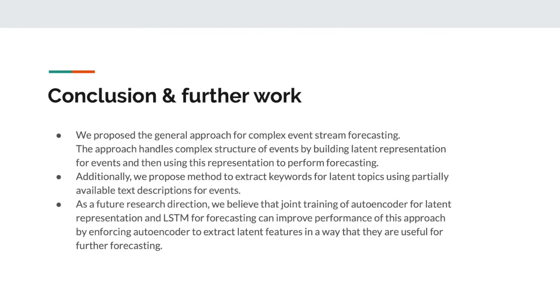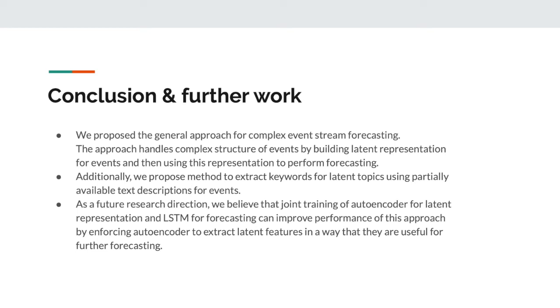In conclusion, we propose a general approach for complex event stream forecasting. This approach handles the complex structure of events by building a latent representation for these events and then using this representation to perform forecasting. Additionally, we proposed a method to extract keywords for latent topics using partially available text descriptions for events. This method allows us to get an interpretation of the built latent space, even if it's a complex one.